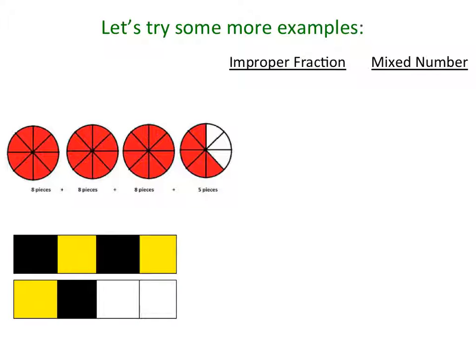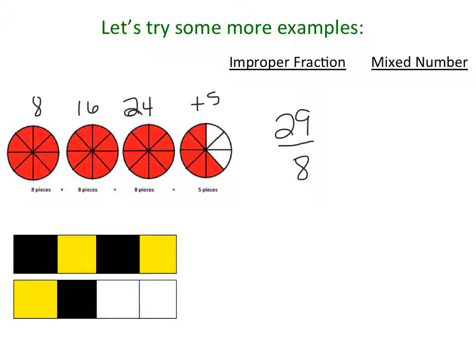How many equal parts are our circles divided into? Well, if we count them, we'll see that there are 8 equal parts, and we know that's our denominator. How many shaded parts do we have? Well, we have 8, 16, 24, and an extra 5. So altogether we have 29 shaded parts out of 8 equal parts.